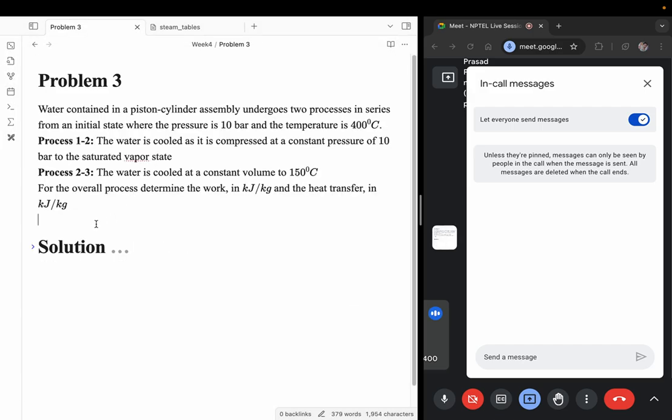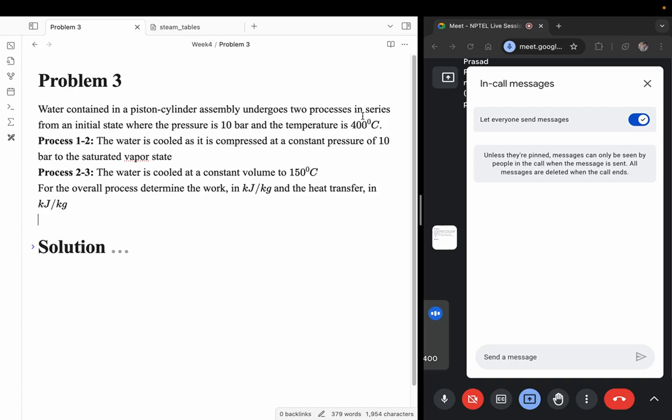The next one is also a straightforward problem. This also helps you to understand how to use the steam tables. So there is a piston cylinder assembly. It undergoes two processes from an initial state of 10 bar pressure and 400 Celsius. First, it is cooled as it is compressed at a constant pressure of 10 bar to a saturated vapor state. So initial 10 bar 400 is in the superheated state.